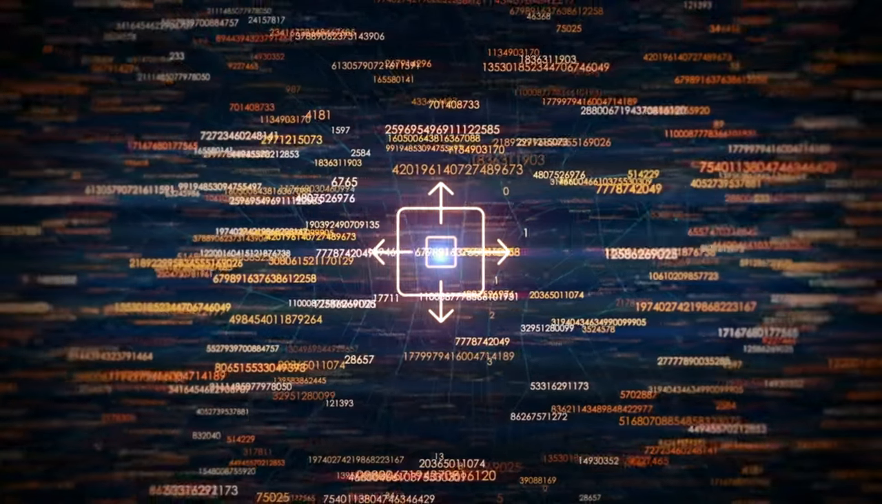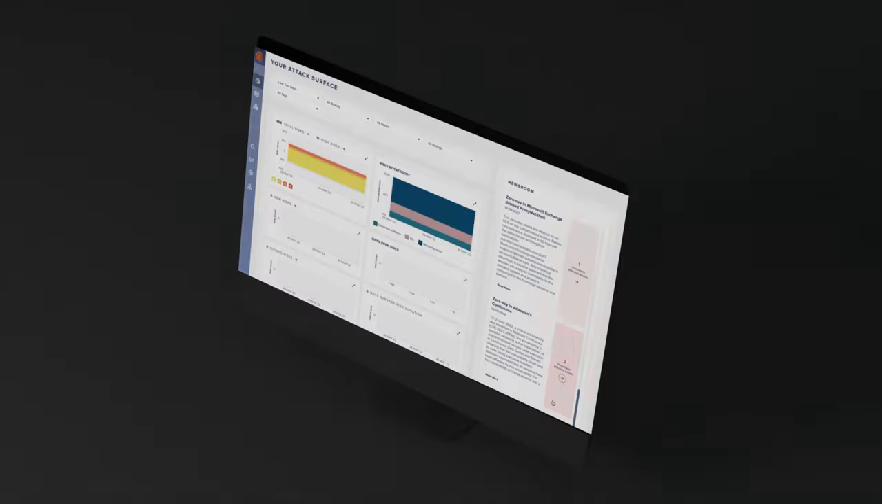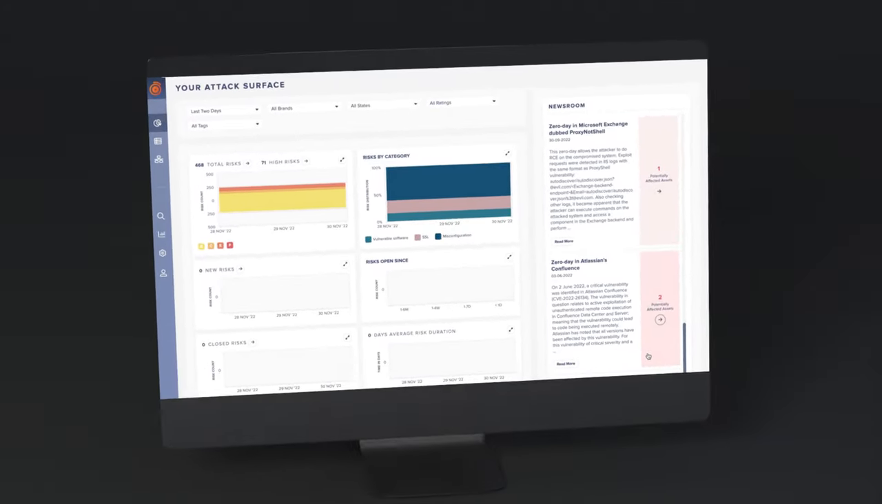Introducing Newsroom from Darktrace PREVENT. It continuously scans the internet for new critical vulnerabilities and assesses against your organization's attack surface to answer the toughest questions, informing you quickly if you're vulnerable, and if you are, how bad is it?